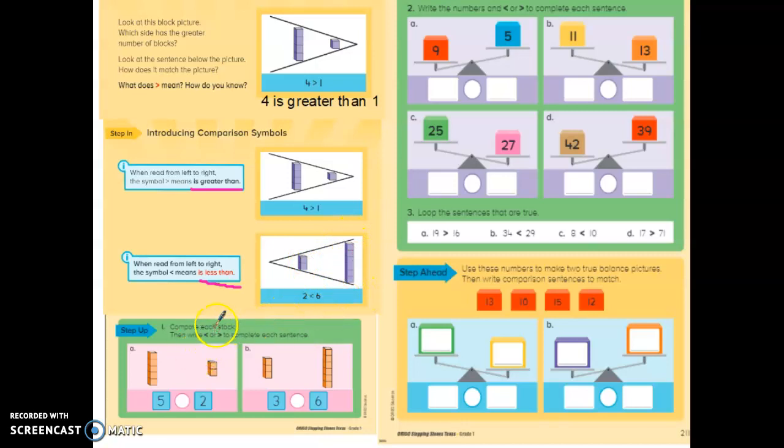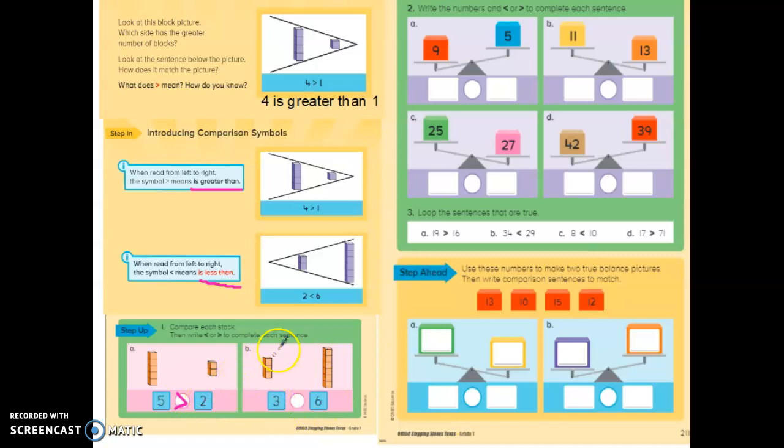So let's look at number 1. Compare each stack, then write the less than or greater than symbol to complete each sentence. So we have a stack of 5 and a stack of 2. Well, just looking at the picture, I already know which one is greater. So I need to make the sentence true. So remember, my alligator needs to eat the bigger number. So 5 is greater than 2.